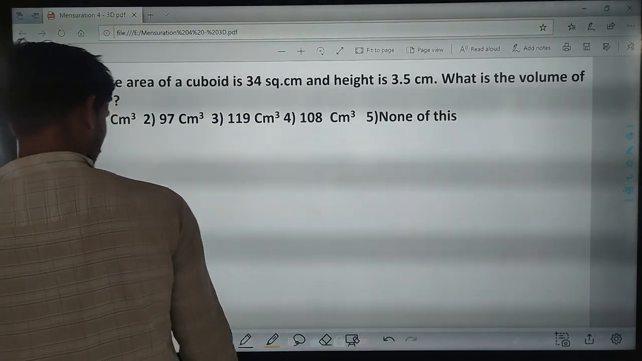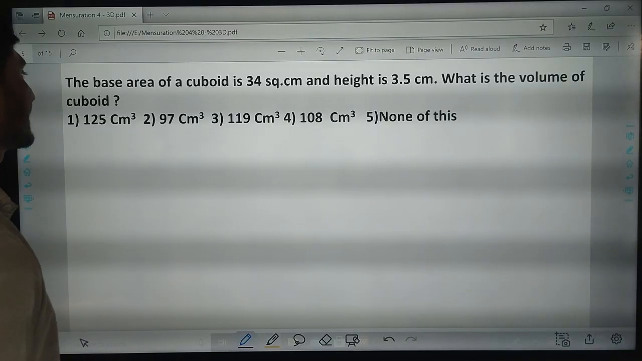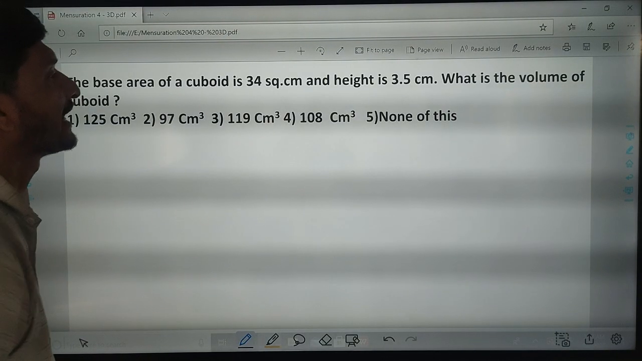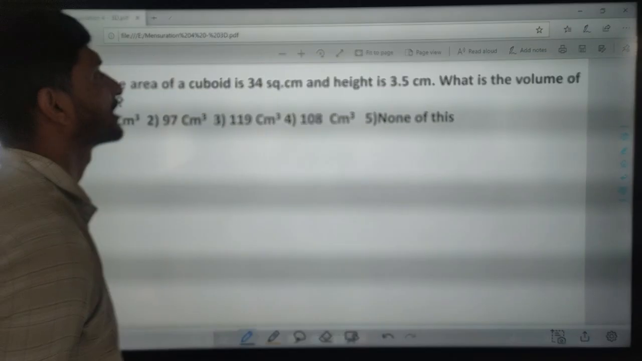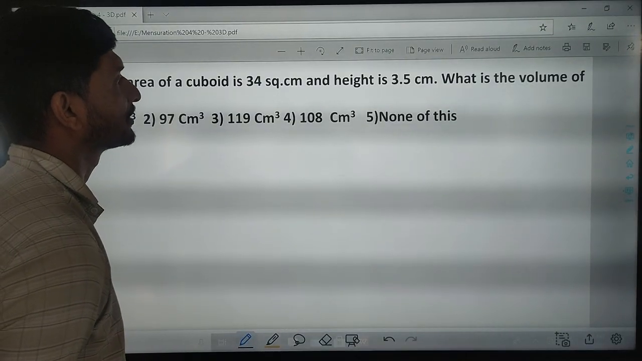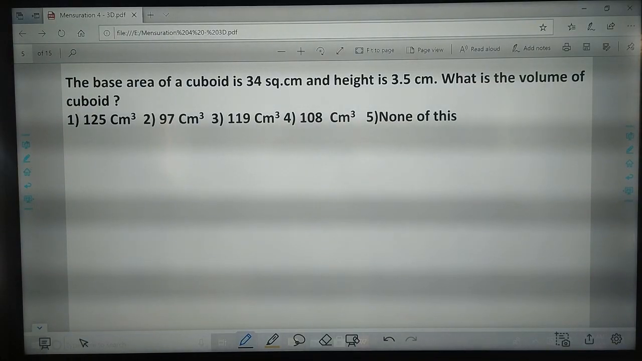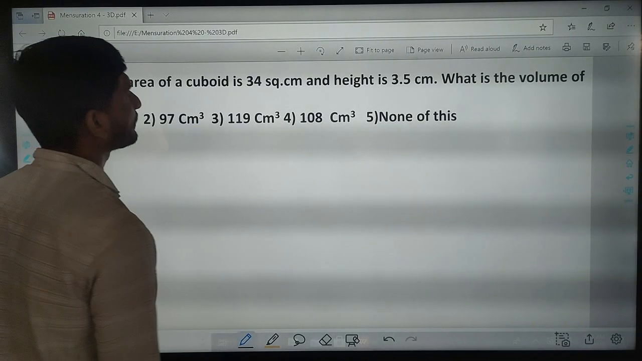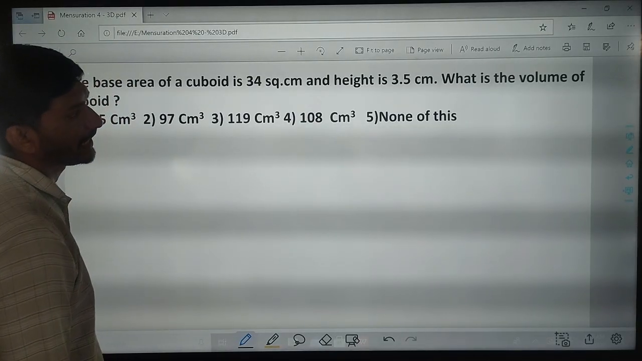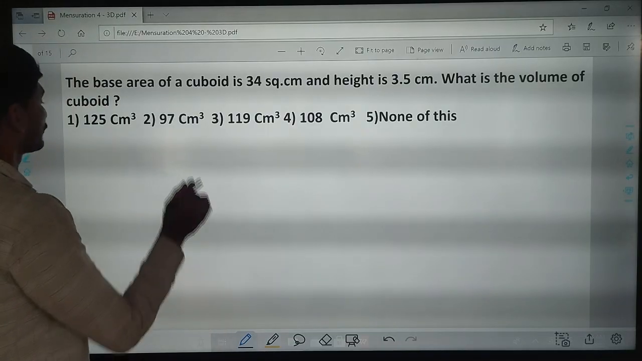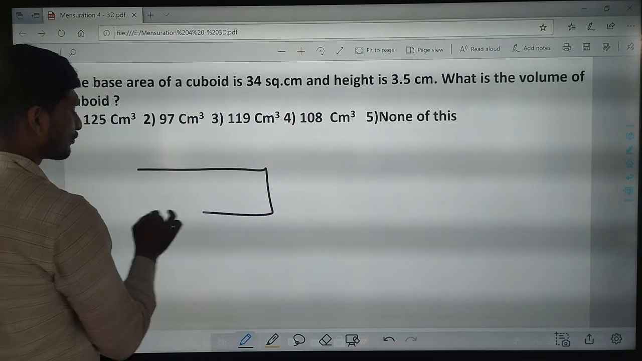The base area of a cuboid is 34 square centimeter and the height is 3.5 centimeter. What is the volume of the cuboid? Here the base area of the cuboid is 34 square centimeter and the height is 3.5 centimeter. What is the volume of the cuboid? Now here we draw the cuboid.